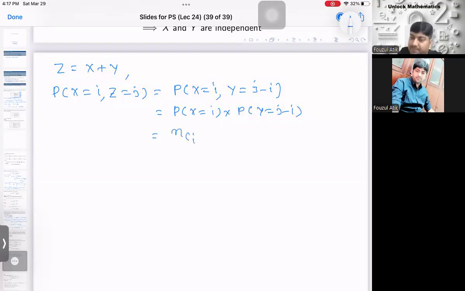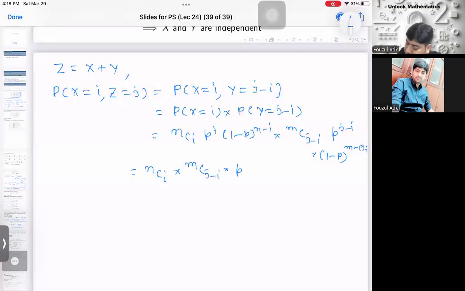So I can write it as nCi times p to the power i times (1 minus p) to the power n minus i, into mC(j minus i) p to the power (j minus i) into (1 minus p) to the power m minus (j minus i). If you simplify all this, I can write it as nCi times mC(j minus i) p to the power j, because i plus j minus i is j, into (1 minus p) to the power n minus i plus m minus j plus i, which is n plus m minus j. For all values of i less or equal to n, and j runs from i onwards up to n plus m.